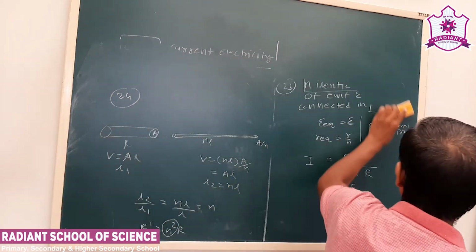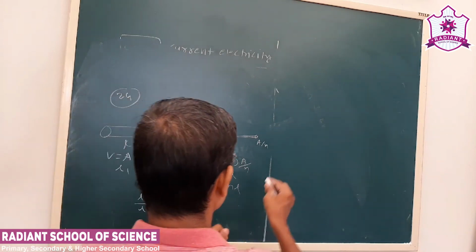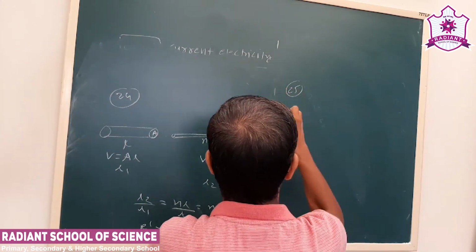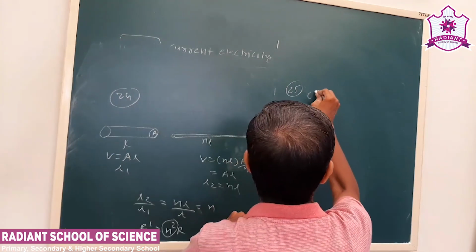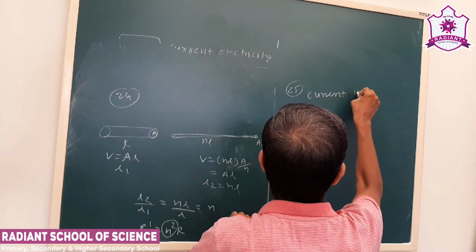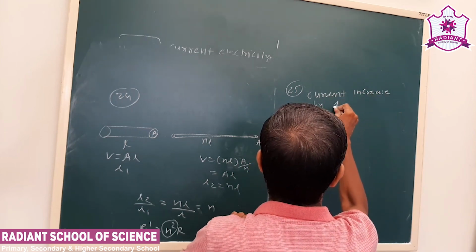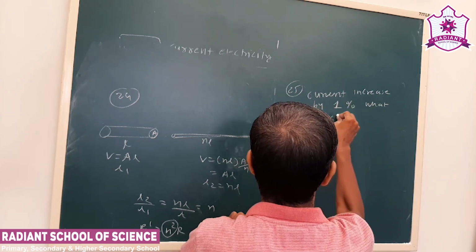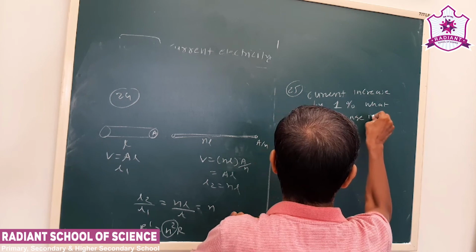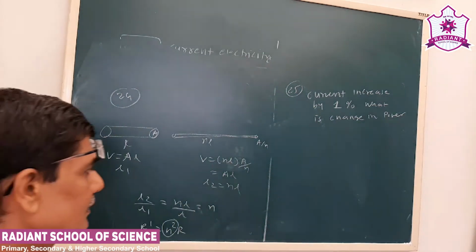Now see our next MCQ, that is number 25. Now if current in the bulb increases by 1%, what is the change in power? Now what is the formula of power? Power is I square R.